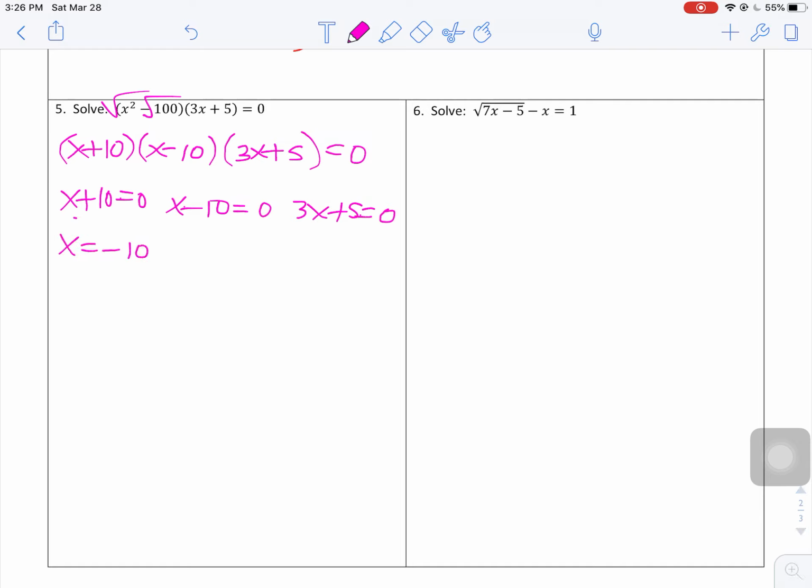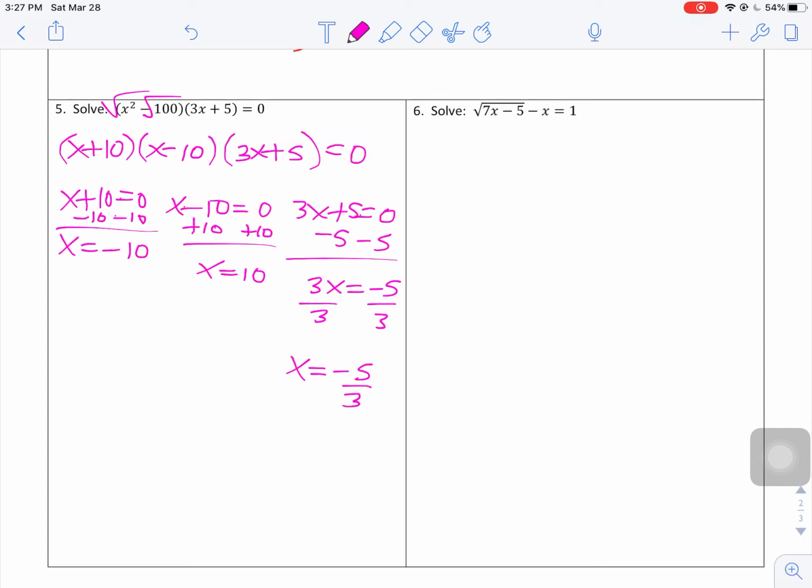So subtract 10 on both sides. Add 10 on both sides for the second equation. And then that last one is a two-stepper. So minus 5, and then divide by 3. So there you go: negative 5/3, 10, negative 10.